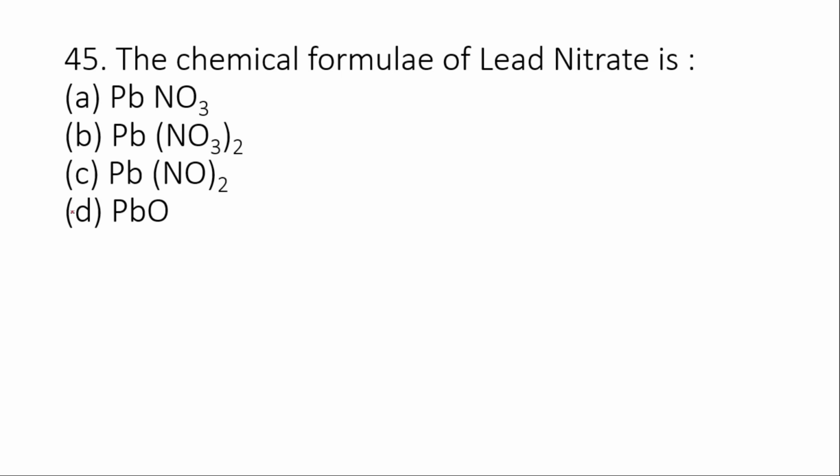Moving to the next question. The chemical formula of lead nitrate is, so many times we have done what lead nitrate is. Lead nitrate is Pb(NO3)2. As we know, Pb has an oxidation state of +2 and NO3 has an oxidation state of -1, and hence this is the correct option. That is Pb(NO3)2 is the correct option for the formula of lead nitrate.